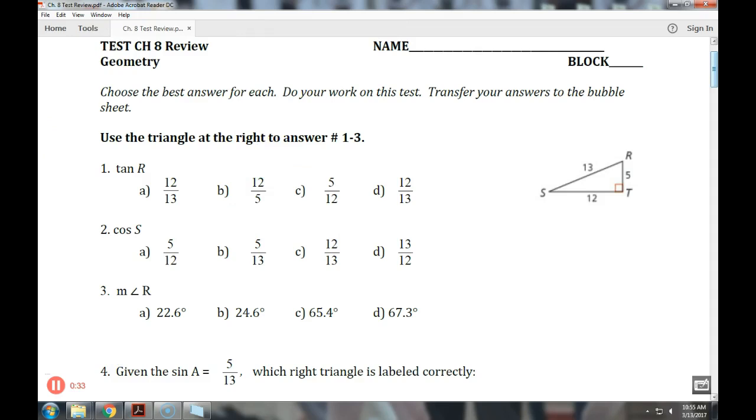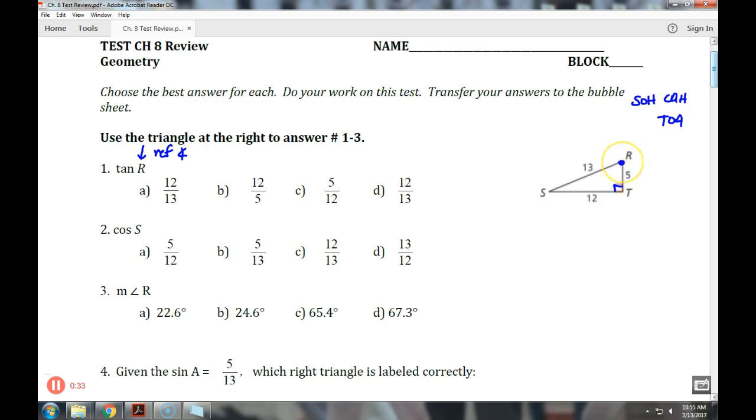Looking at it, the first thing I notice is we have a right triangle here. Since it's a right triangle, I know that I can use SOHCAHTOA. There's no reason to use law of sines or law of cosines. I'm just going to use the straight up SOHCAHTOA trig function. So in the beginning, tangent of R. Remember, R is my reference angle. It tells me where to stand.